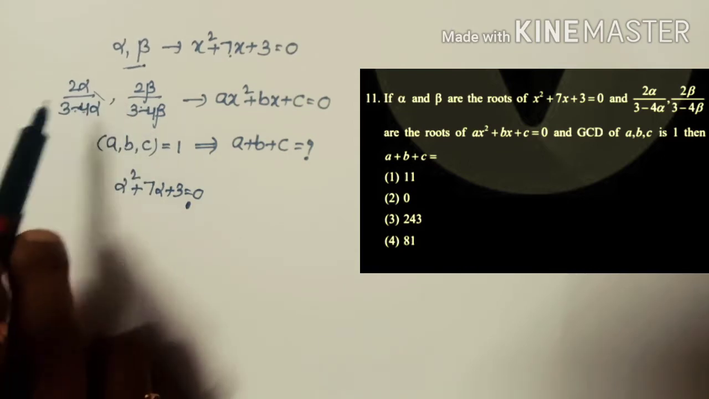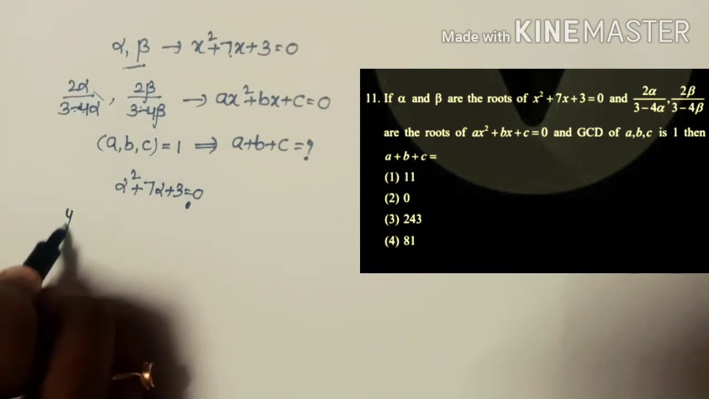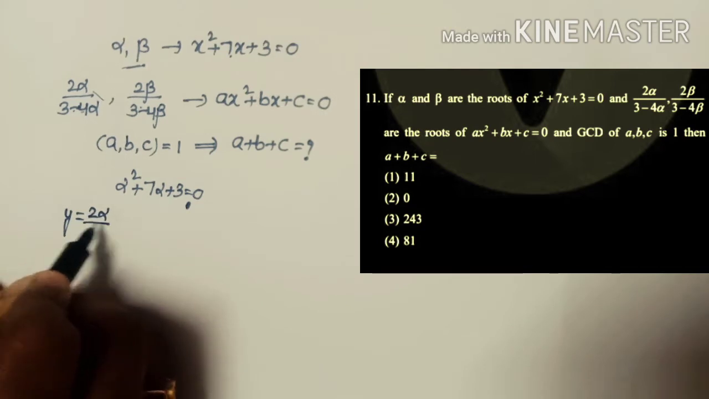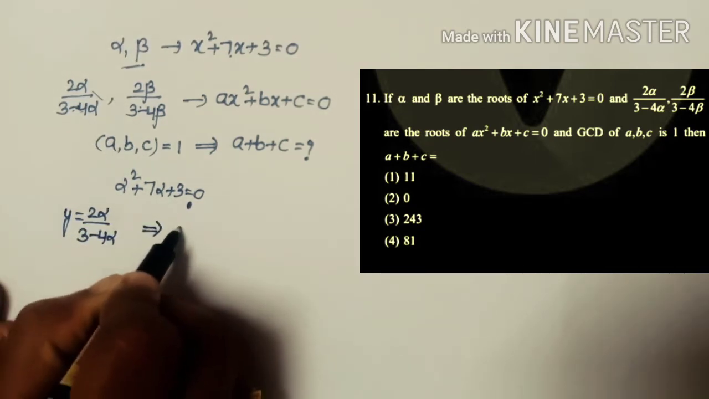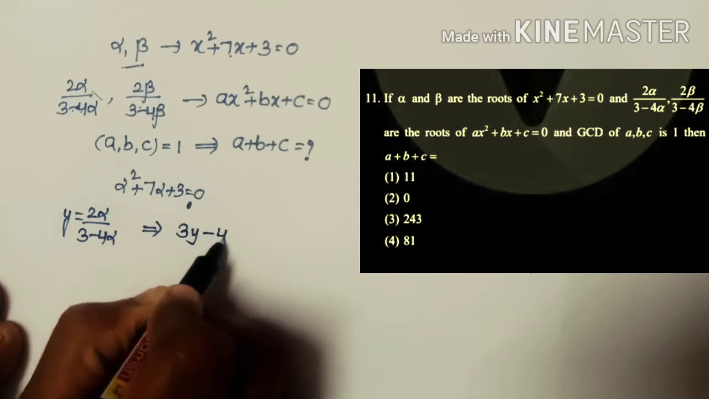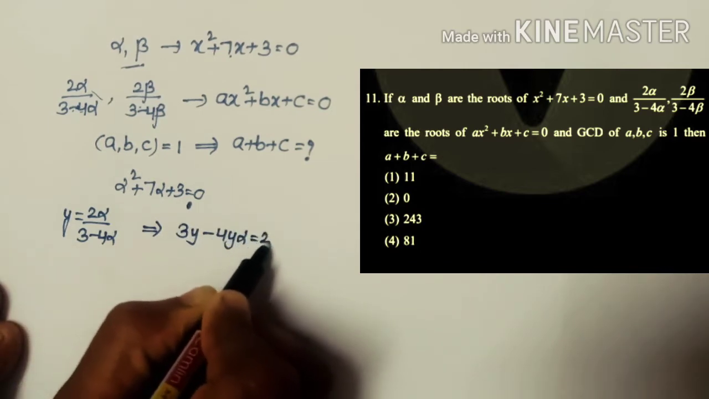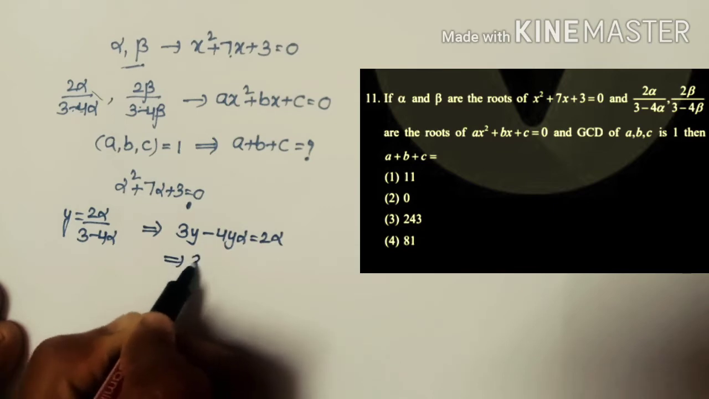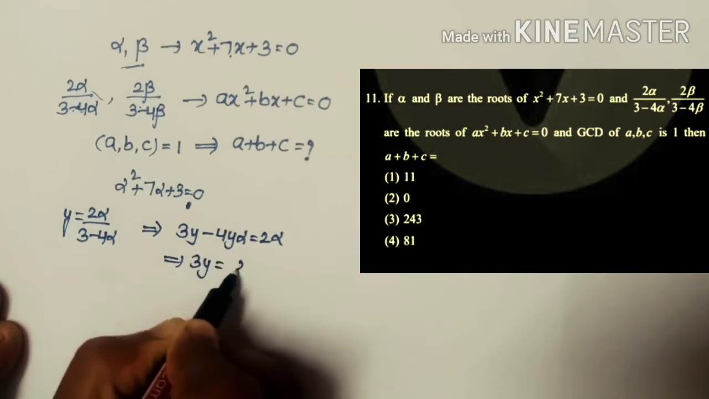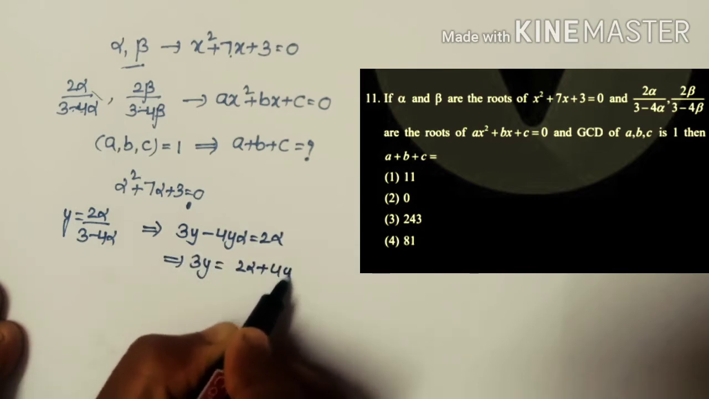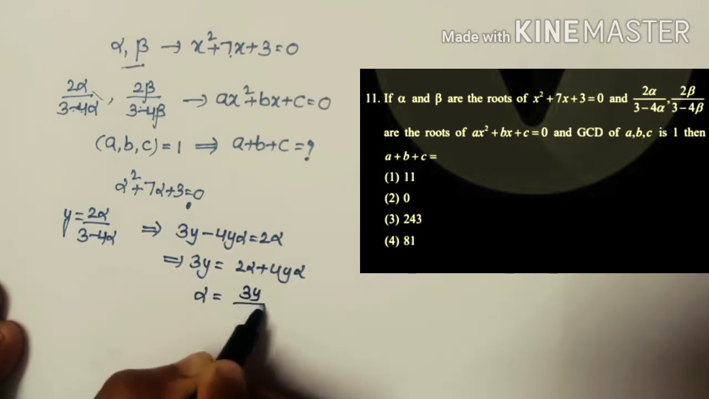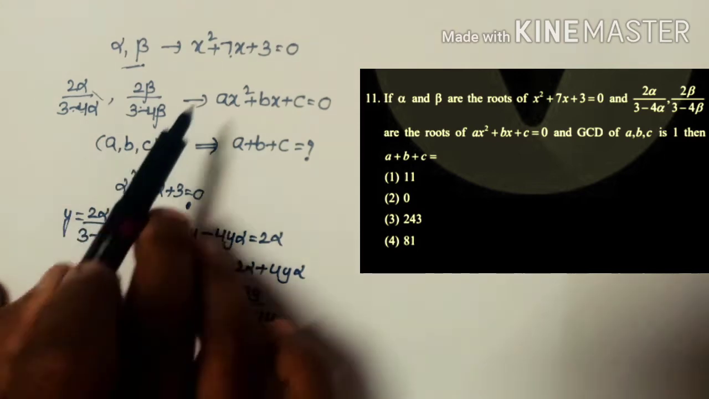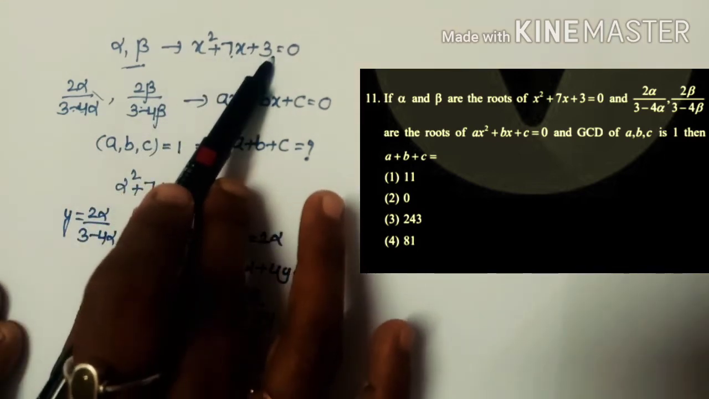For that, first I take this value equal to y. Let y equal 2 alpha by (3 minus 4 alpha). Then 3y minus 4y alpha is equal to 2 alpha, which implies 3y is equal to 2 alpha plus 4y alpha. Therefore the value of alpha is equal to 3y by (2 plus 4y). Now we replace this alpha value in the equation x square plus 7x plus 3 equal to 0.